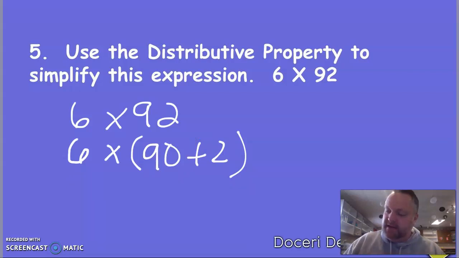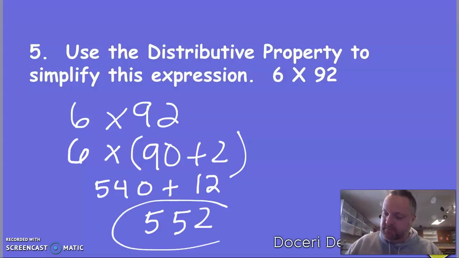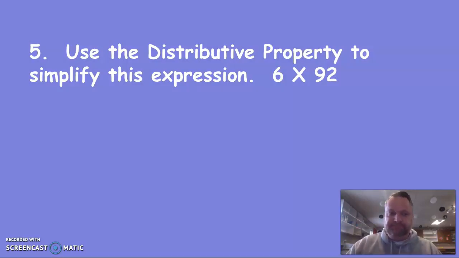6 times the 90, I know that 6 times 9 is 54, and then I can just add the 0 onto the end of it. 6 times 90 is 540, and then I do 6 times 2, which is 12. Add these two together, 552. So that's how I use the distributive property to simplify an expression like the one above. Okay, let's move to our last one for today.